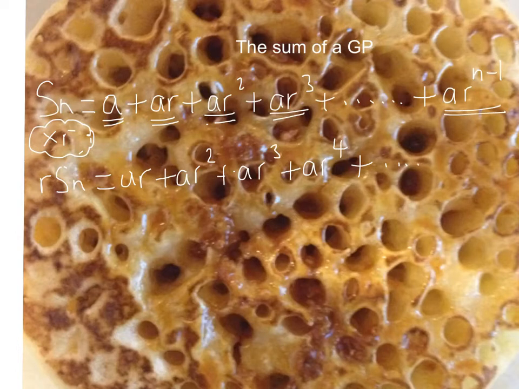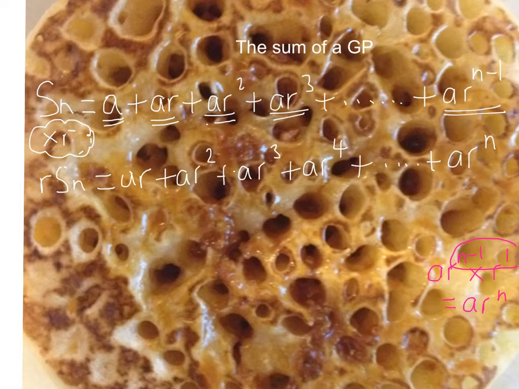Now, I've got to times this by R. Can we just come down here a minute and have a little look? AR to the n minus 1 times R to the 1. Now what happens when we times things? We add their indices. So actually that gives me AR to the n. So in here is coming plus AR to the n.